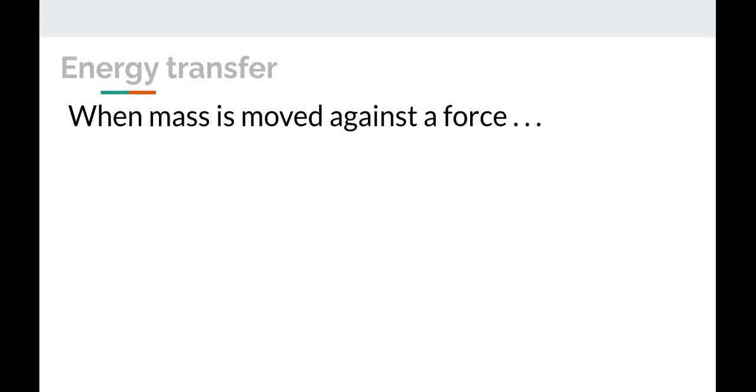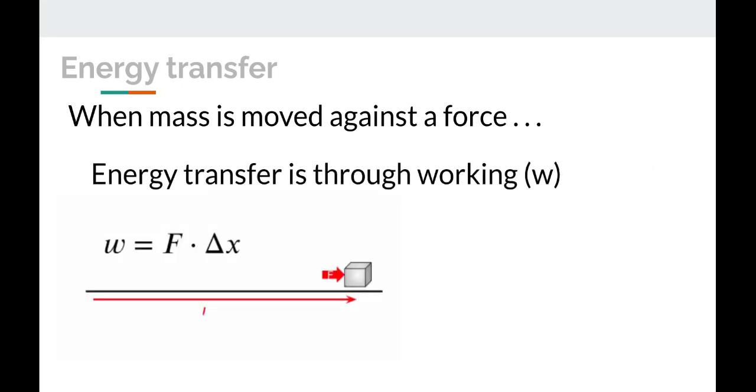Okay, so let's talk about energy transfer. There's one way that energy can be transferred that we call working. And this is when mass is moved against a force. In a linear system, this could be thought of as the force required to move an object through a distance, delta x. So delta x is the change in position, and the product of that force that's required and the distance that it's moved through is what we call work. That's what the quantity is, but the energy transfer mechanism is what I would call working.